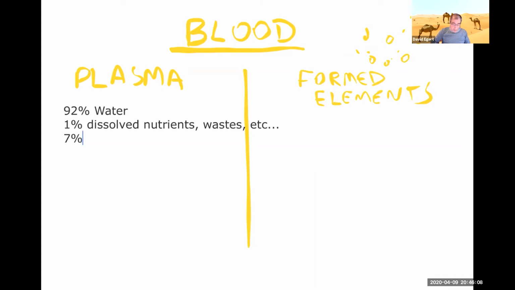And then I heard somebody say these are going to be what we call plasma proteins. So plasma proteins do a variety of jobs. There's alpha and beta globulins. There's albumin.